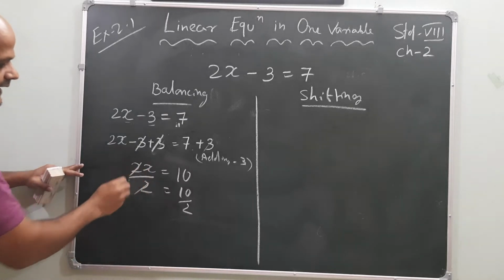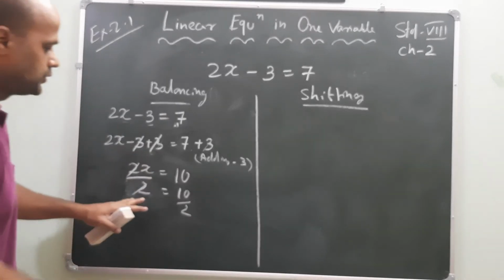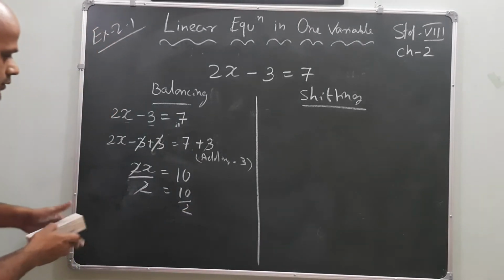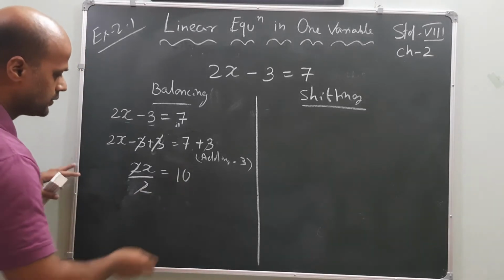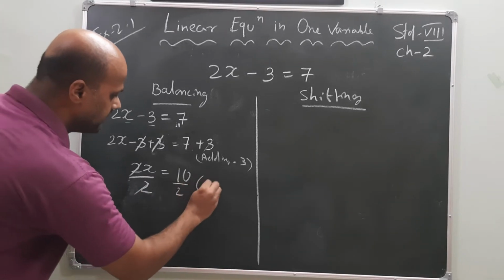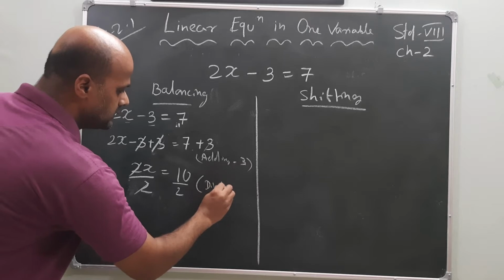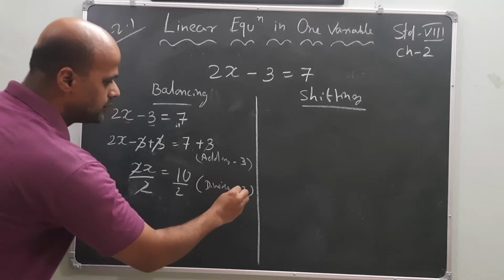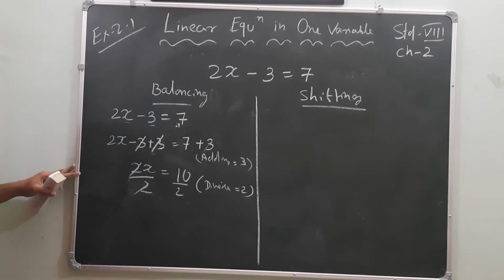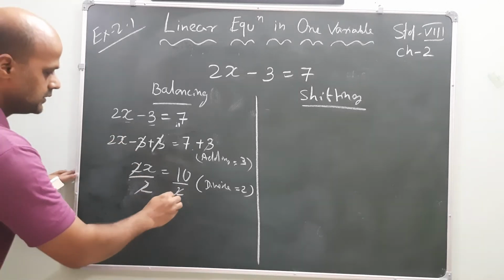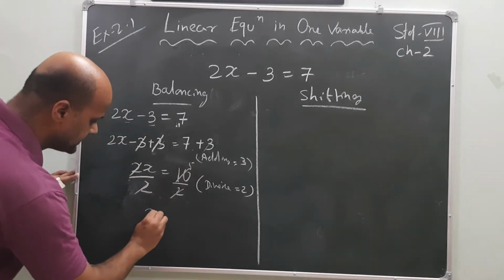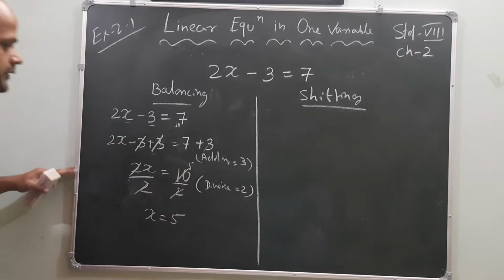Okay, 2 will be cancelled here. So here, what do you have to do? What do you have to write here? Divide 2 on both sides. Okay. Understood, my dear friends? Now cancel it. 2 5s are 10, so x is equal to 5.